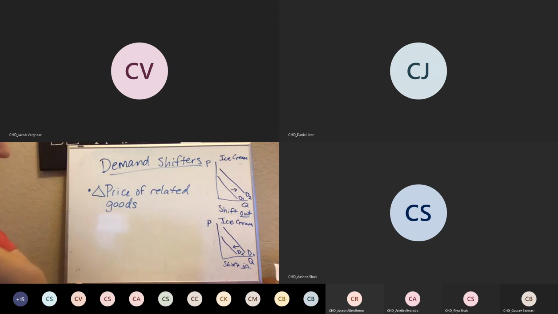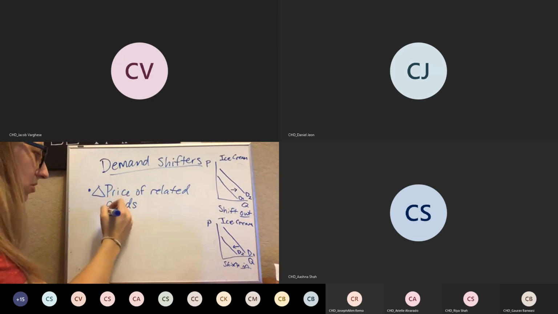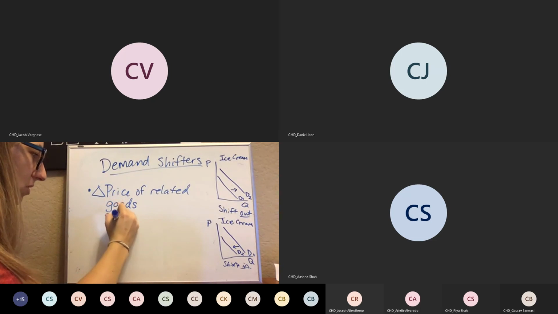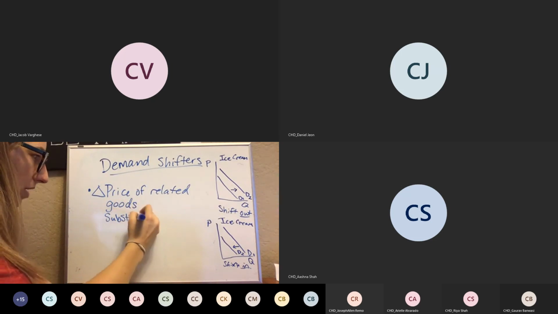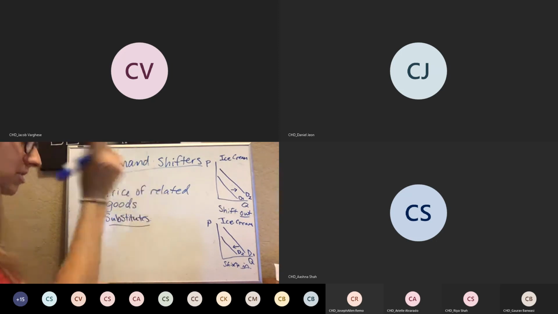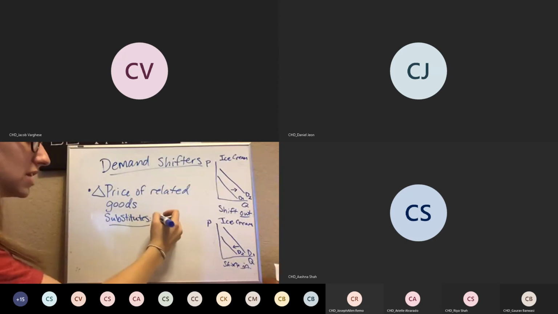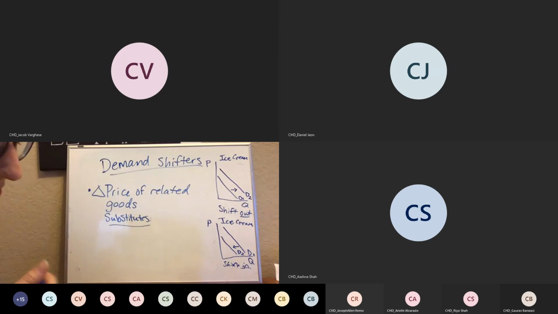Excellent. Okay, good. So we're going to have two ways goods can be related. But absolutely, that's a really good one. When two goods are used for the same purpose, we call those substitutes. That's a key term. You're going to memorize this too. Substitutes are goods that serve the same purpose. Goods that serve the same purpose are substitutes.